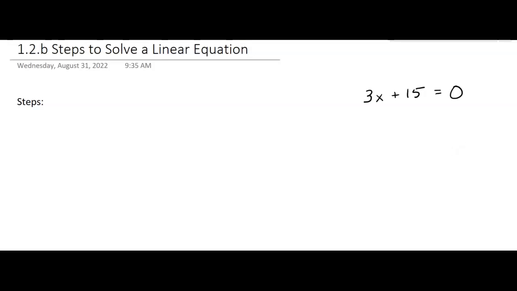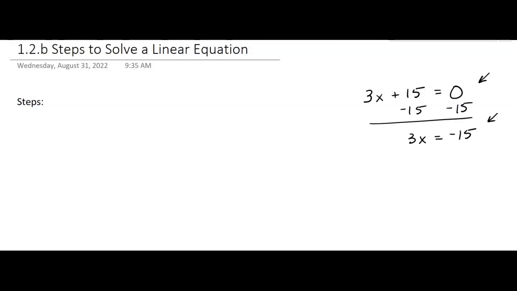Well, we're allowed to do certain things. You can add or subtract something from both sides. So I'm going to subtract 15 from both sides. That's going to give me 3x equals negative 15. This is called an equivalent equation. So we started out with this equation. Now we have this equation, but they're equivalent to each other, so we're okay.